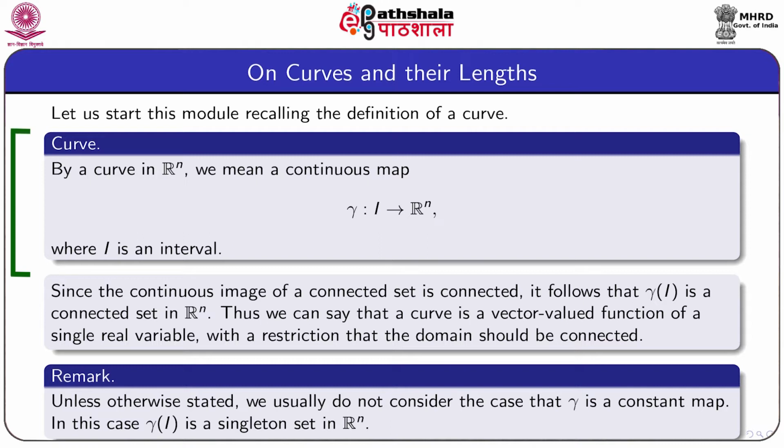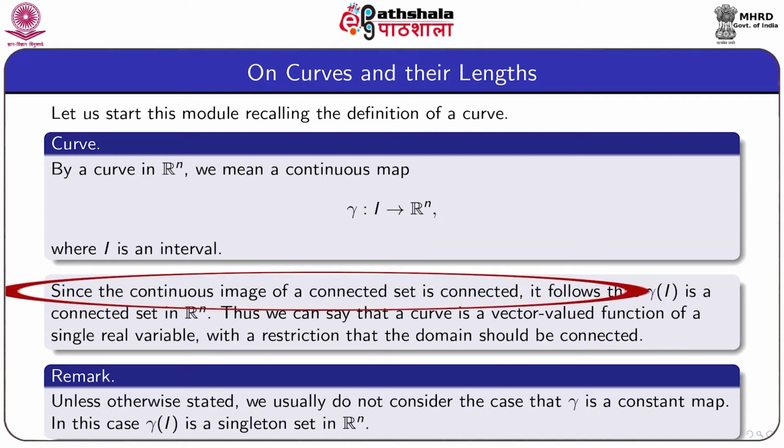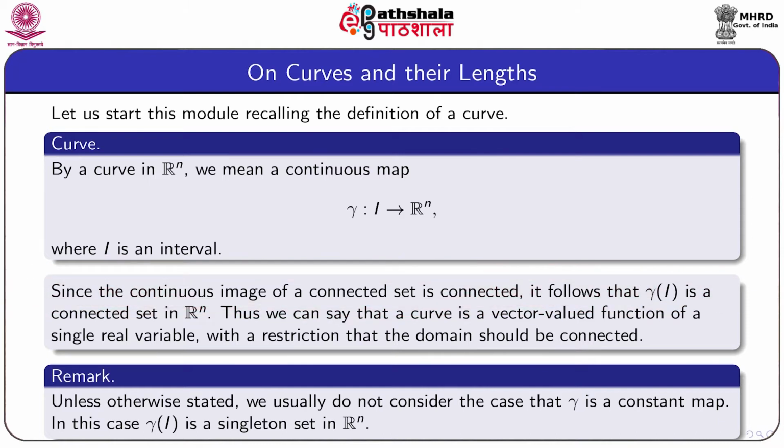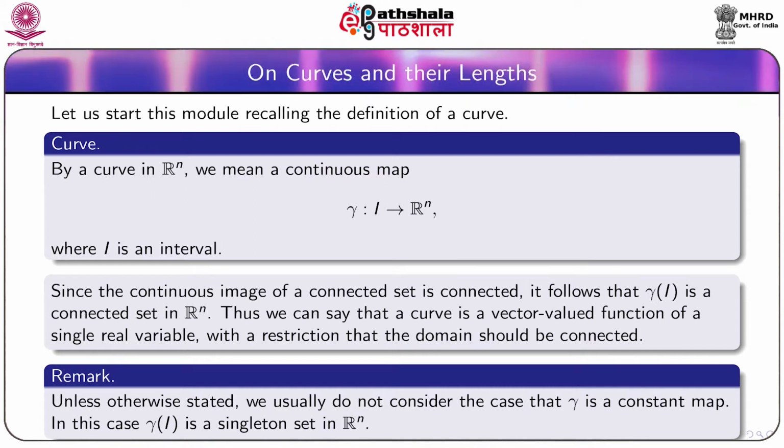Curve. By a curve in Rn, we mean a continuous map, say gamma, from I to Rn, where I is an interval. We repeat that by an interval, we mean a connected set in R. Since the continuous image of a connected set is connected, it follows that the range gamma I is a connected set in Rn. Thus, we can say that a curve is a vector valued function of a single real variable, with a restriction that the domain should be connected.